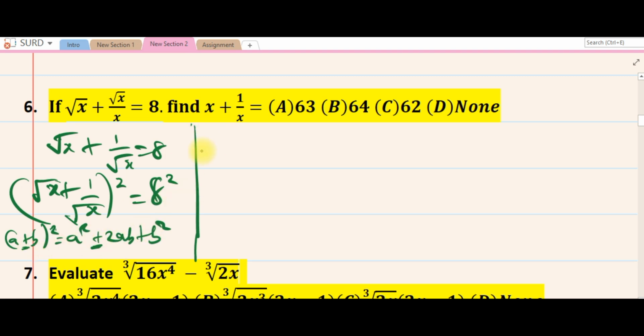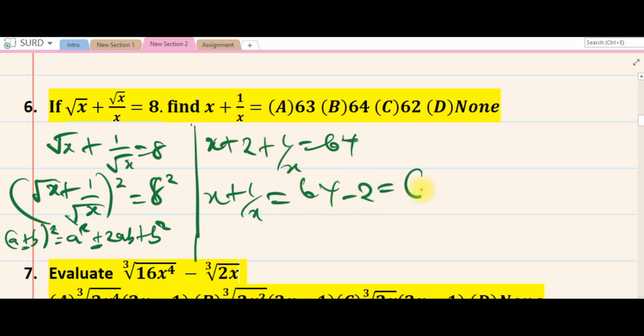So we now use this fast here. So root x squared is x plus 2 times root x times 1 over that is 2, plus 1 over root x squared is 1 over x equals 64. And we're asked to find x plus 1 over x, making it the subject of formula is now 64 minus 2. So the answer is 62. C.